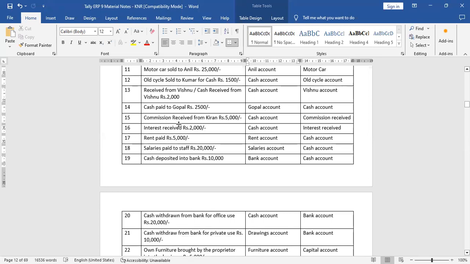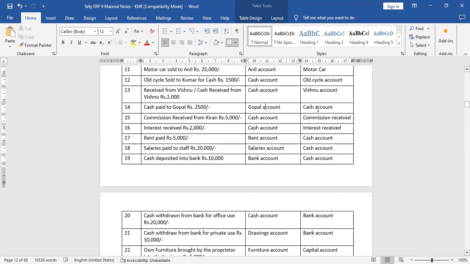Next point, commission received from Kiran, rupees 5,000. Received means what you received from Kiran is cash only. Now does cash come in or go out? Comes in. Debit side. So commission received is the income.